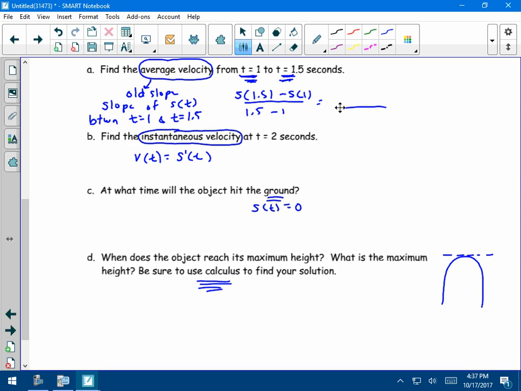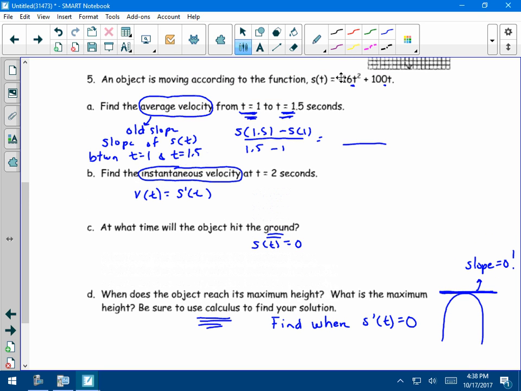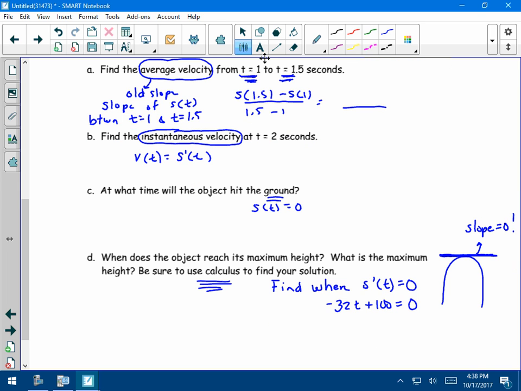So here's our maximum. Now you're not going to have a calculator tomorrow, so you can't just do good old second calc max. If I want to use calculus, what do we know is happening at this maximum height? What am I drawing in now? It's where the slope is 0, right? So find where s prime of t equals 0. Okay, well, what is s prime? Well, it would be negative 32t plus 100. Where does that equal 0?